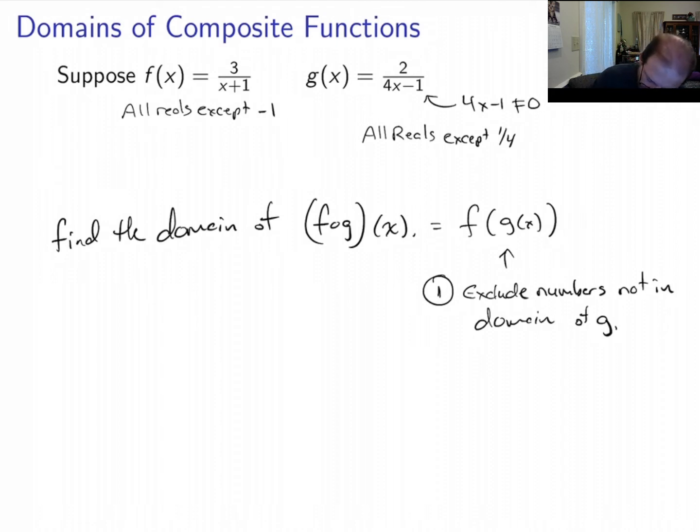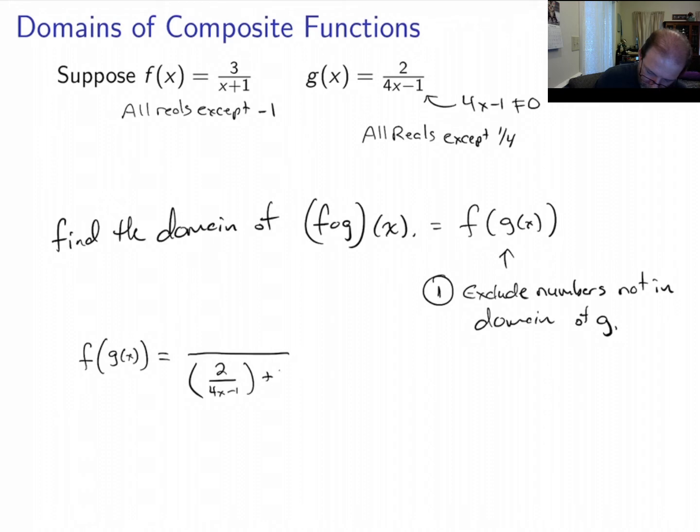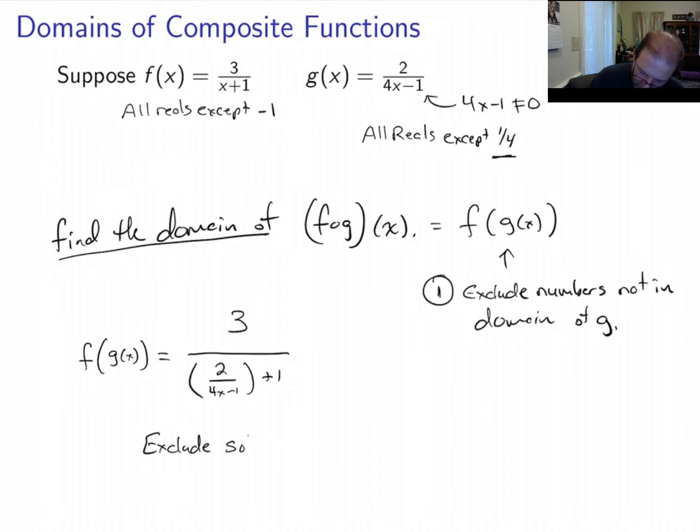If we just plow ahead and say, what's f of g? f of g of x is going to be 3 over parentheses plus 1. And let's see, what goes in those parentheses? 2 over 4x minus 1. I need to write this bigger. All we were asked for was the domain. So we know we have to exclude 1/4, and we also have to exclude solutions to setting this denominator equal to 0.